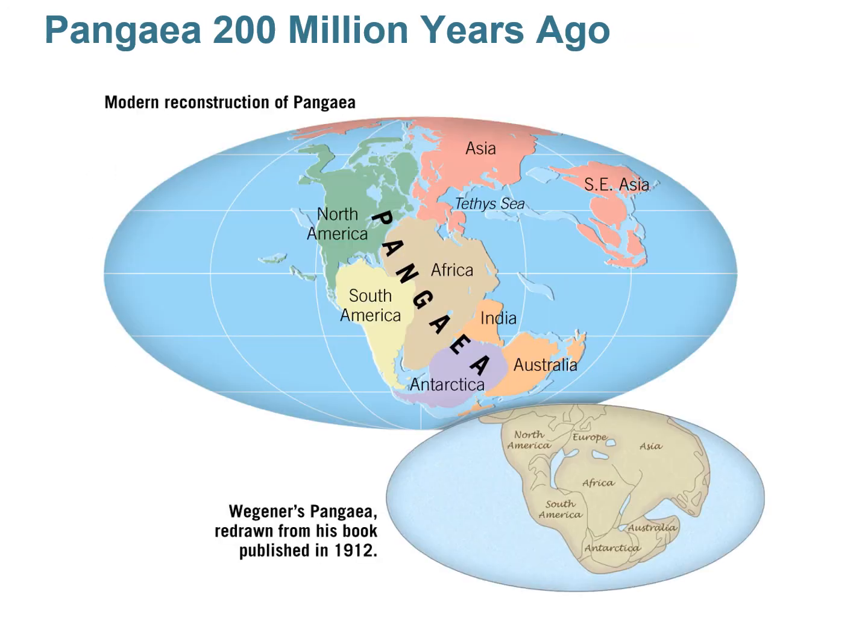So this is our modern reconstruction of Pangaea. 200 million years ago, dinosaurs were roaming the Earth at this time. All the major continents were kind of docked together in this major landmass. We call it Pangaea. This is based on all the evidence we've collected to this date, and this is our best reconstruction of what Earth was like 200 million years ago.